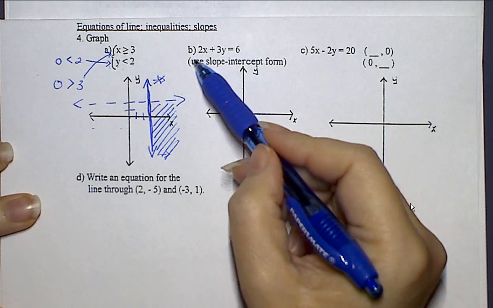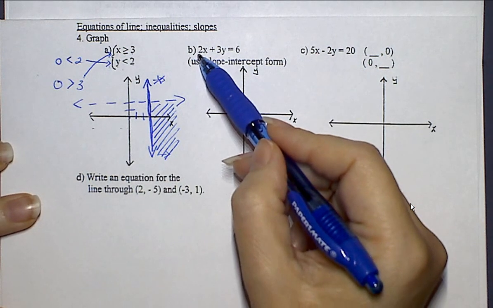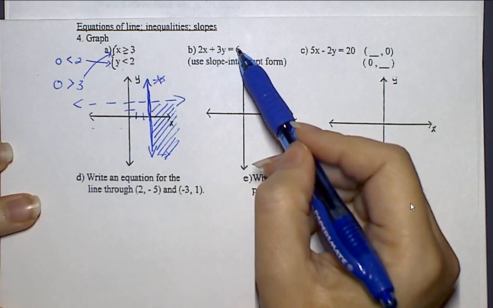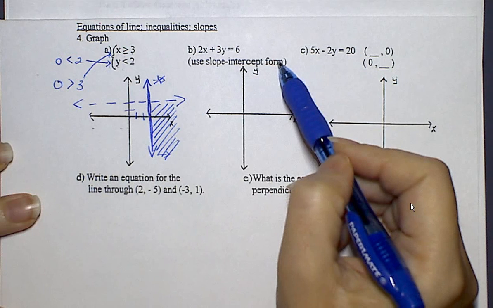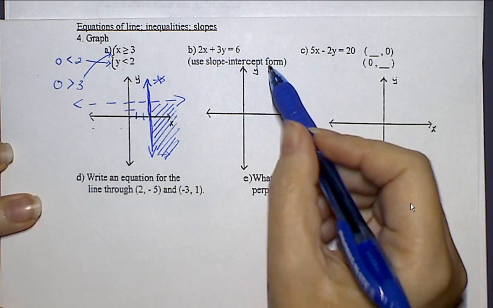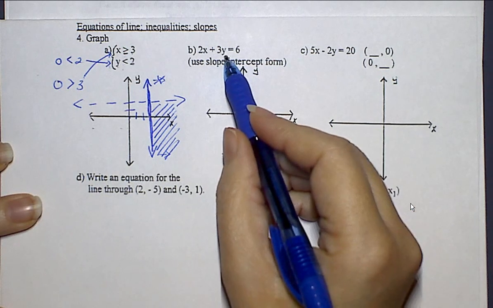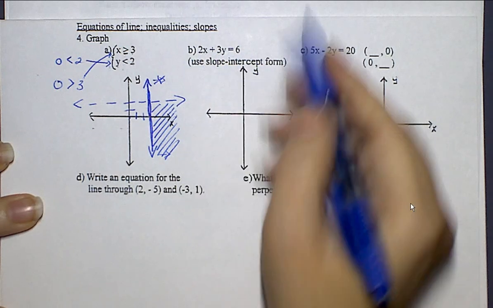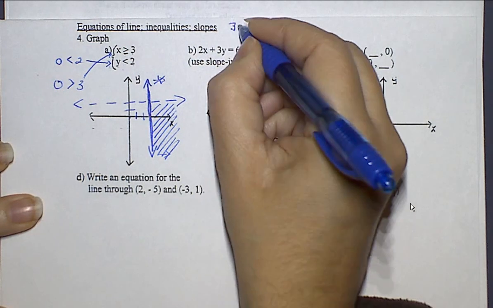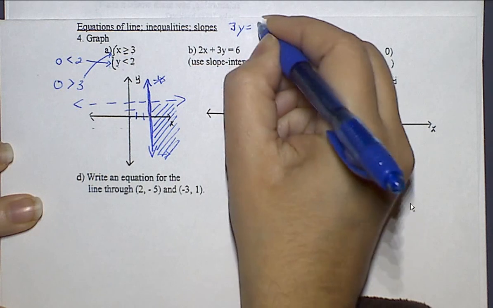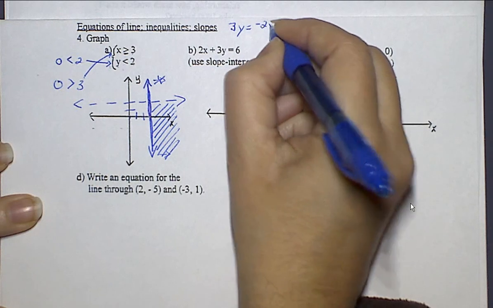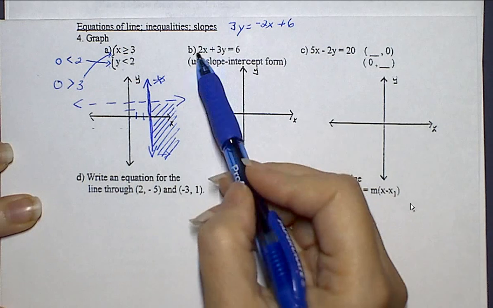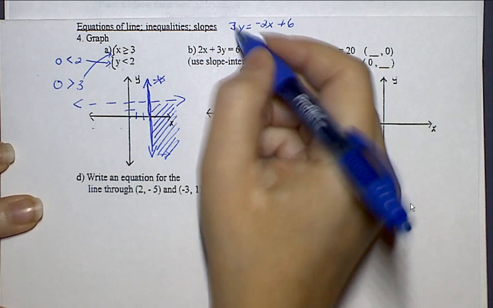Number 4b. Now it says to graph 2x plus 3y equals 6 using the slope-intercept form. So the first thing I'm going to do is to put this into slope-intercept form by taking this 2x to the other side. So I have 3y is equal to a negative 2x plus 6, because I just subtracted this from both sides. Then what do I got to do?